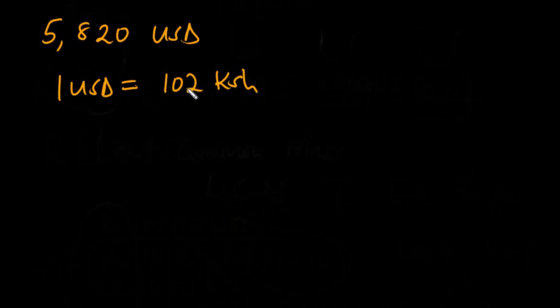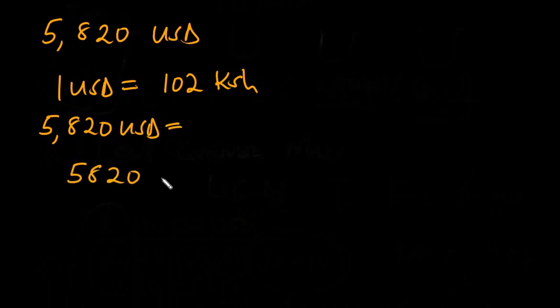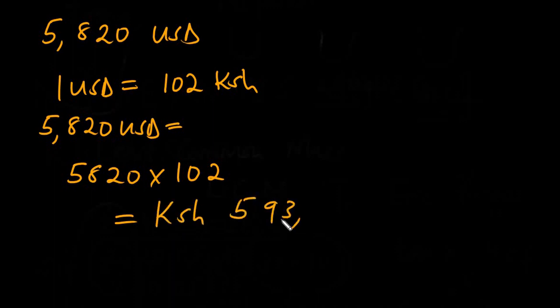So if $1 is equal to 102 Kenyan shillings, what about 5,820 US dollars? We are going to cross multiply. So it's going to be 5,820 multiplied by 102. We're going to get Kenyan shillings 593,640. So this is the amount that the tourist arrived with in Kenyan shillings, after we have converted it.